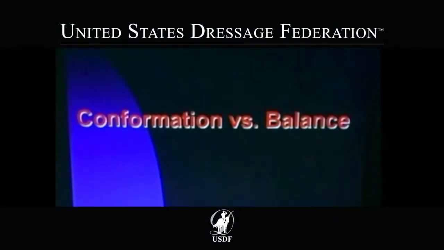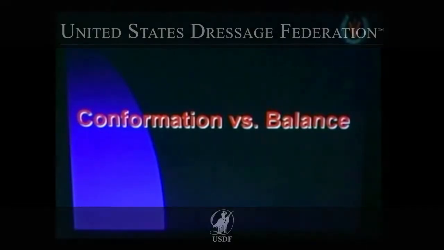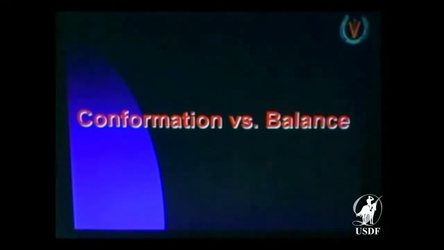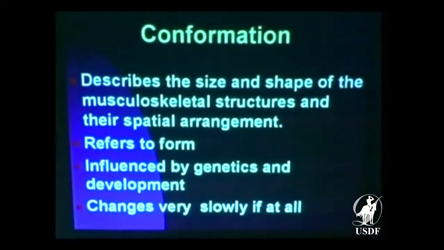Conformation versus balance. I'm not a big fan of using the word balance. I'd rather use hoof mechanics, but for this purpose, we can sort of interchange them. Conformation describes the size and shape of the structures and the way they're arranged, in other words, from the fetlock down, or take it from the knee down. This refers to form and anatomy, what the animal was born with. It's influenced by genetics and how you raise it, whether it's raised in the stall or outside or whether you do both. You really can't change it.